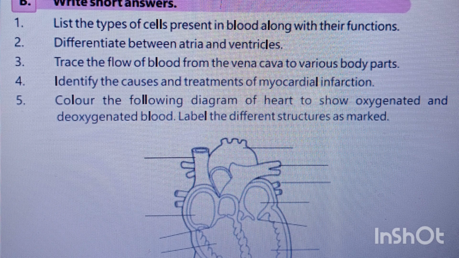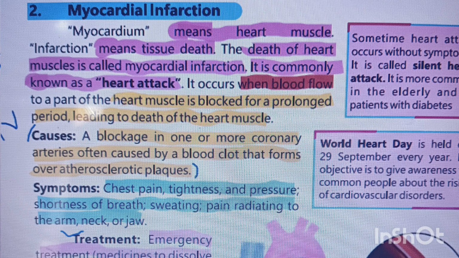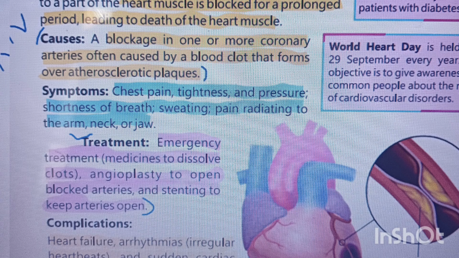Next is the 4th question. Identify the causes and treatment of myocardial infarction. So, on page 34, you will write the causes of myocardial infarction in your answer, along with its treatment.